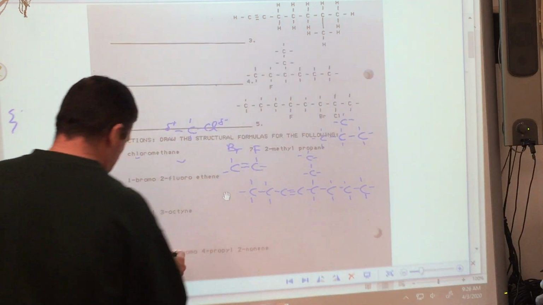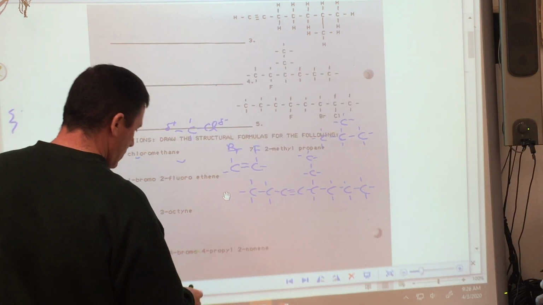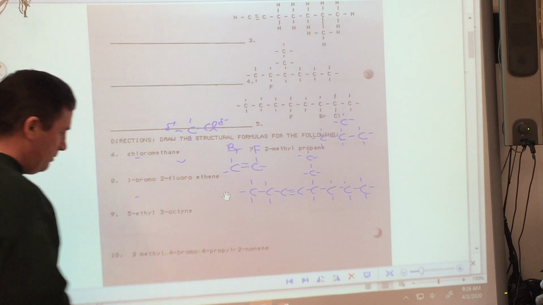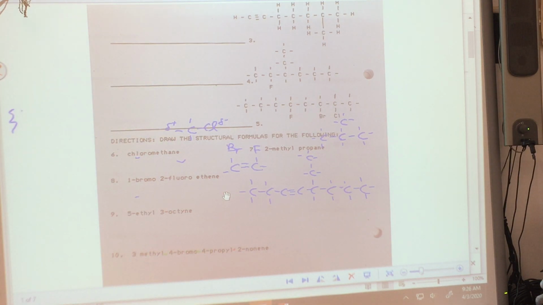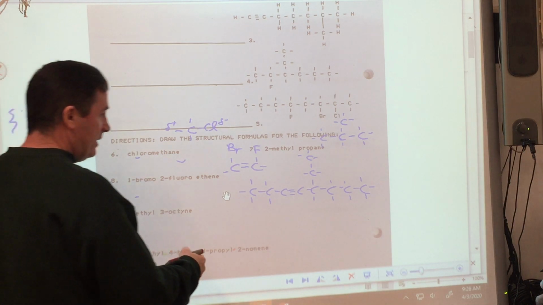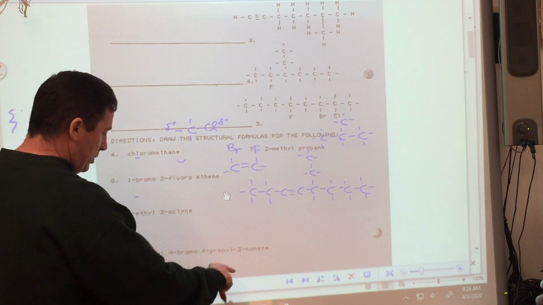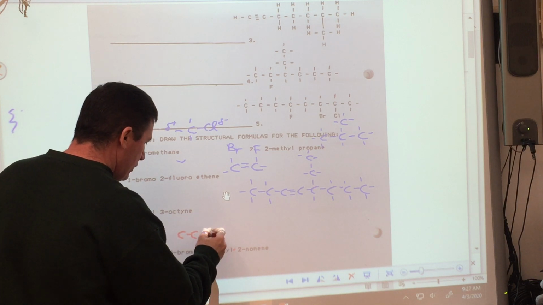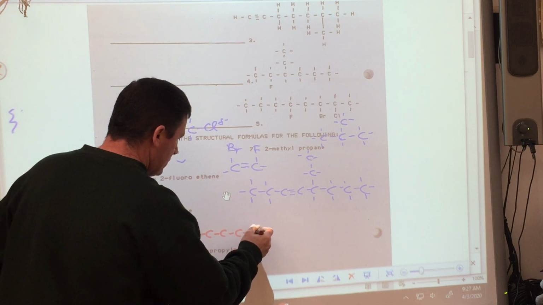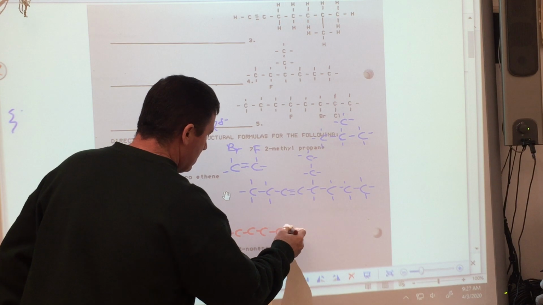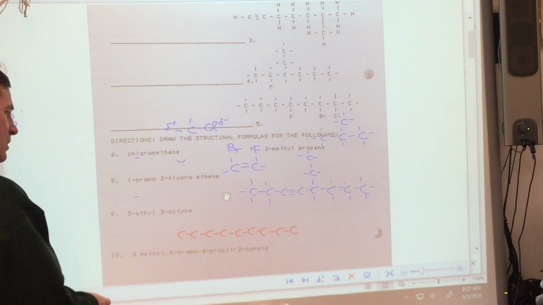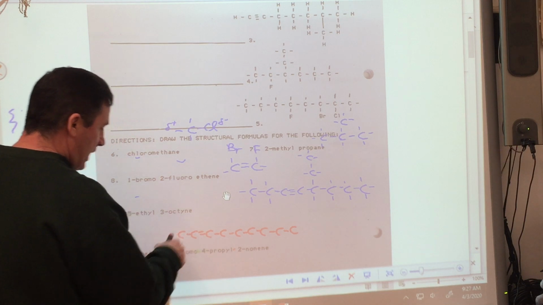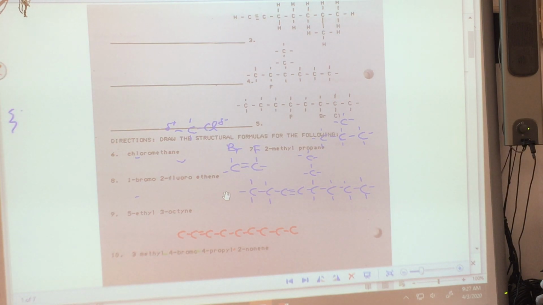3-methyl, should be a dash here. I'm going to use red to make it a little bit more clear. Alright, my last one is nonene, so I've got 9. I'm actually going to stick it in here, you can put it down there. Nonene, 1, 2, 3, 4, 5, 6, 7, 8, 9. 2-nonene, that means my double bond is on the second carbon, so that part's done.